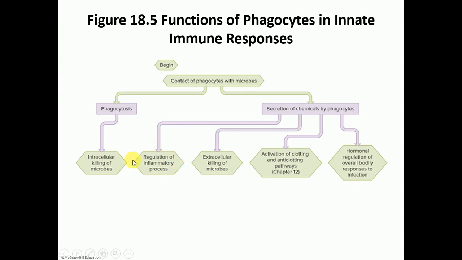It is going to release chemicals that increase the inflammatory process, like chemicals that lead to vasodilation, for instance. It is also going to lead to the extracellular killing of microbes. So it is going to activate some of the cytotoxic T cells or antibodies, maybe, depending on what kind of microbe we're talking about. It is going to activate other cells to help in the extracellular killing of the microbes. The intracellular killing was that phagocytosis. There are other ways of killing microbes outside of the cell that we're going to talk about later on, and we call those extracellular killing.